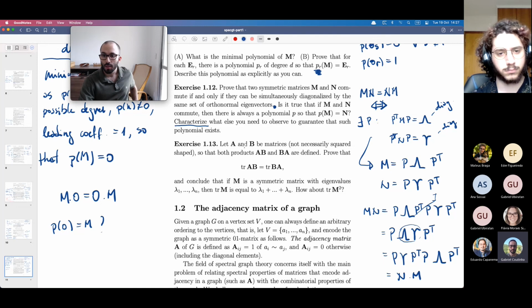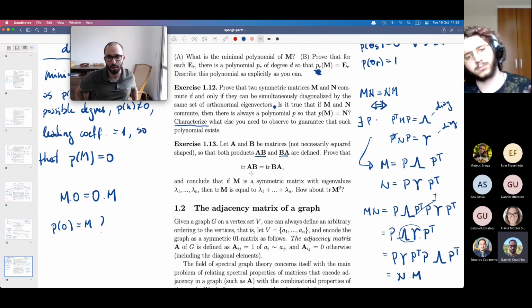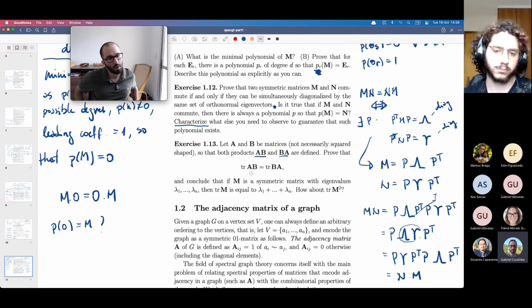Let A and B be matrices, not necessarily square-shaped, so that both products AB and BA are defined. Then prove that the trace of AB is equal to the trace of BA. This is actually very easy, and it follows straightforwardly from the definition of matrix product and the product of vectors. Conclude that if M is a symmetric matrix with eigenvalues lambda 1 to lambda n, then the trace of M is the sum of the eigenvalues.